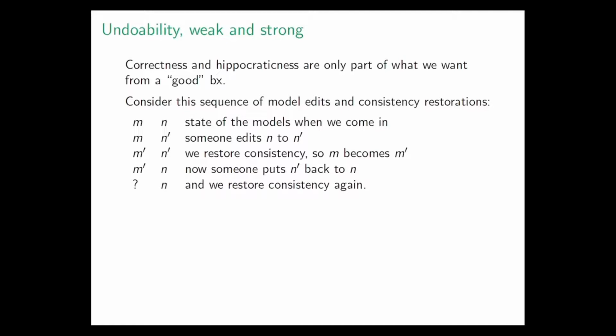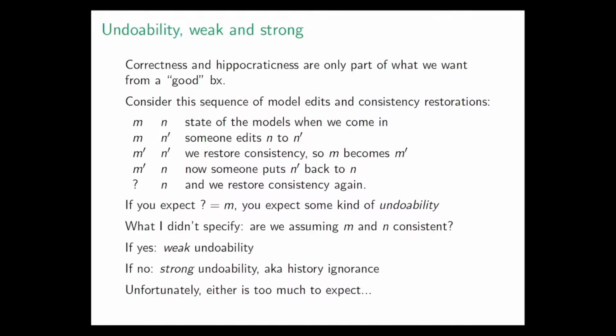If you expect that we're going to be exactly back where we started, with question mark equals M, then what you're saying is you expect some kind of undoability. The key thing I didn't specify was, am I assuming that M and N were consistent when we came in? If we were assuming that, then the property we're talking about here that we wish from our bx is weak undoability. If we want this property even if M and N were not consistent when we came in, then we're talking about a property which has variably been called strong undoability or history ignorance. Unfortunately, we can't have either property.